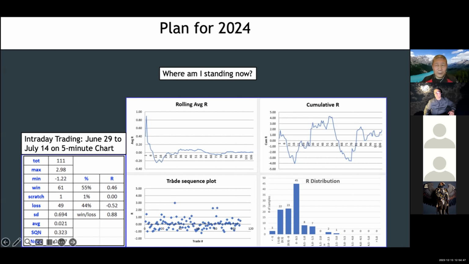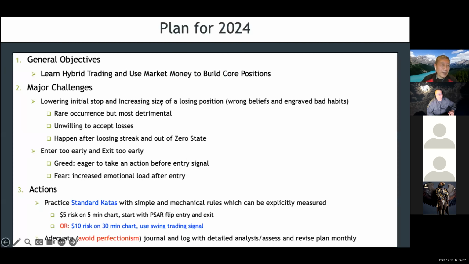Yeah, I know how to do it. He's briefing on the 18th. So yeah, that's a good one. So my plan, my general objective is to learn hybrid trading and use market money to beat core positions. That's the way I understand.